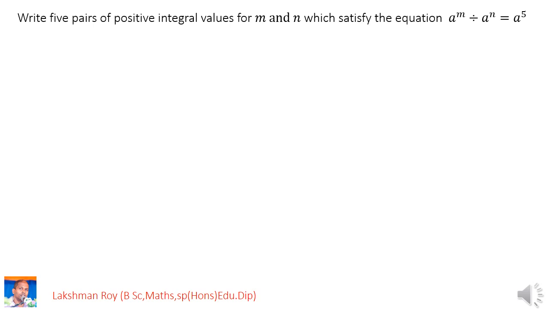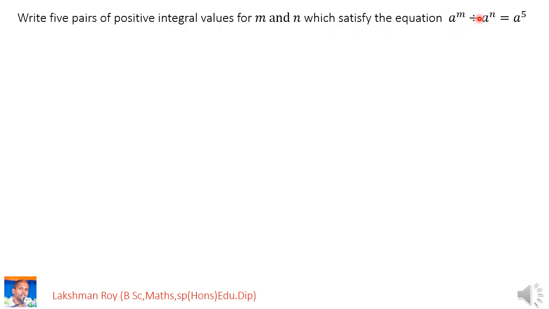Okay students, now we'll move to another different example. In your exercise book also there are this type of problems. So this is my question. You have to write 5 pairs of positive integral values for m and n which satisfy the equation a to the power m divided by a to the power n. Answer is a to the power 5. So the values of m and n are integral values, that means positive integers.